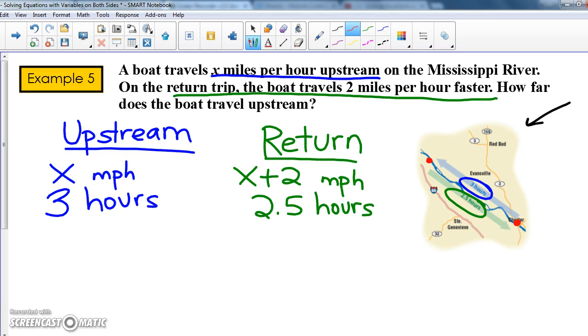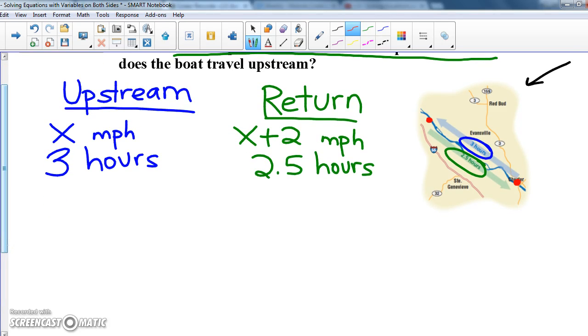What's the relationship between the blue distance and the green distance? They're the same, right? I'm starting and stopping, same places. They're the same distance. They're just taking different amounts of time because of the speed, okay? So the distances are the same. So just like in the previous problem when we set the radius equal to the radius, what we're going to do is set the distance of upstream equal to the distance of the return trip.